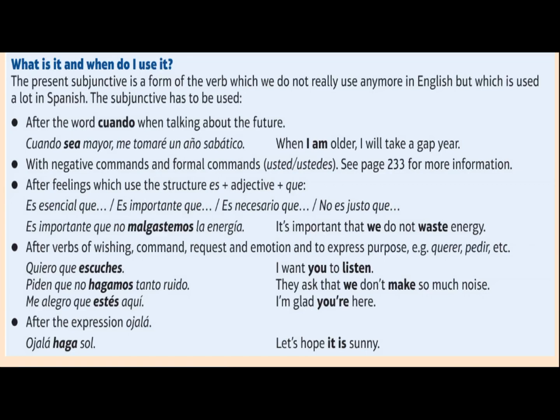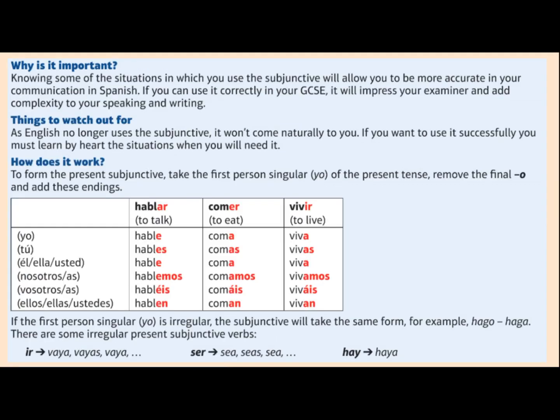So these are all great phrases to use in your speaking and writing exams to really show off to the examiner. So why is it important? Knowing some of the situations in which you can use a subjunctive will allow you to be more accurate in your communication in Spanish. If you can use it correctly in your GCSE, it will impress your examiner and add complexity to your speaking and writing. So if you're going for those top grades, those 8s and 9s, you need to think that there will be people that are using it, so you need to be able to use it as well.